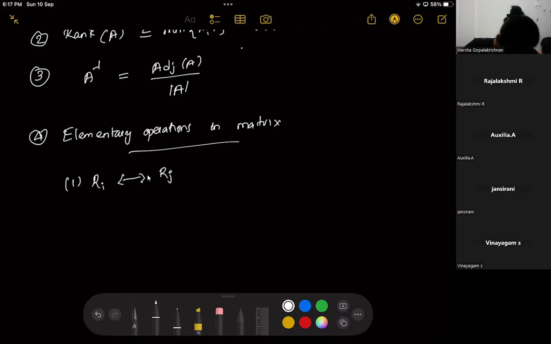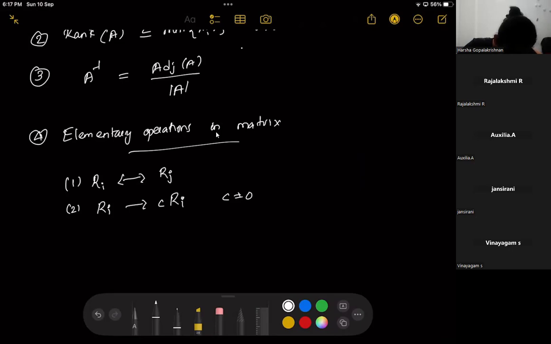And the second one is the scalar multiplication of a particular row. If Ri is a row, then we can change Ri to c Ri. That means each element in the row is multiplied with the scalar c, where c is a non-zero scalar. So this is the second possible elementary operation.